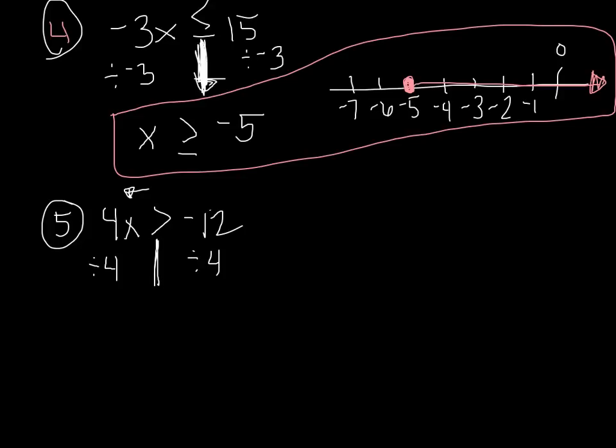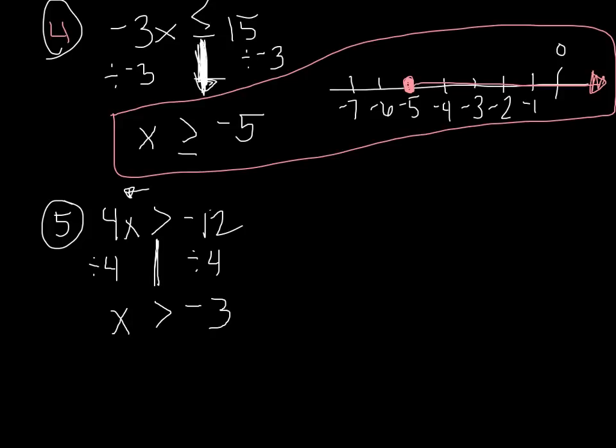Did I divide by a negative number? I didn't. So my sign's going to stay the same. 4 divided by 4 is 1, so I just get an x on this side. Negative 12 divided by 4. I know my answer is going to be negative because they have opposite signs. One is a positive, one is a negative. So when we divide or multiply those numbers together and they are opposite, I'm going to get a negative number. So now I just have to do what is 12 divided by 4, and I know that answer is 3.